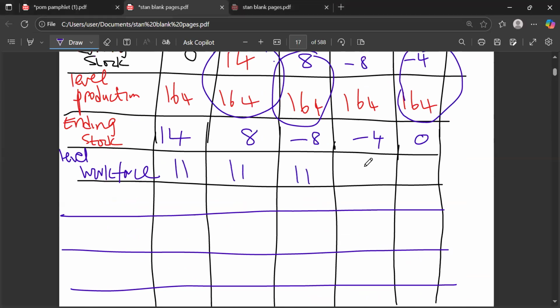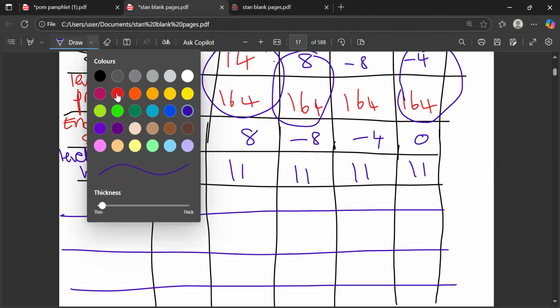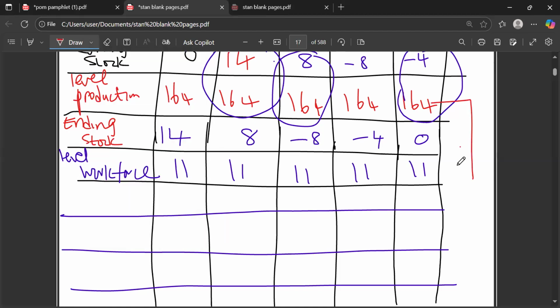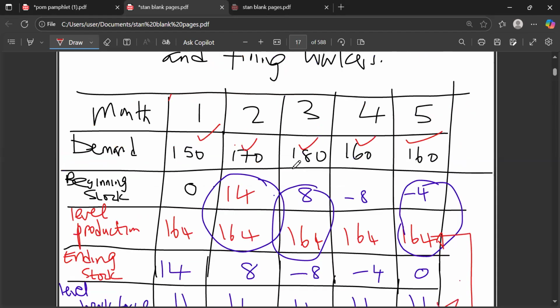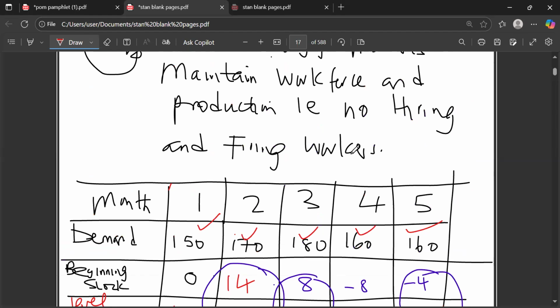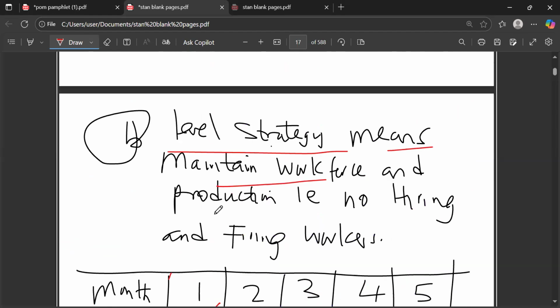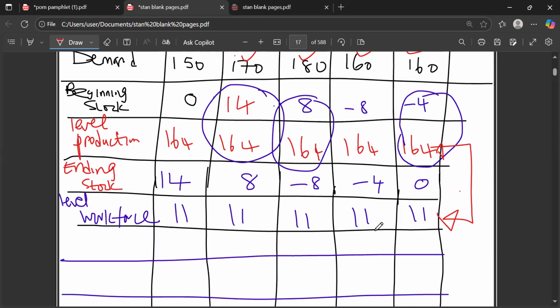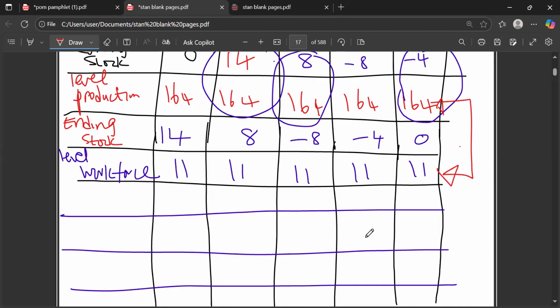So what are we saying? We have constant production and constant workforce. So these are constant production and constant workforce. That is what it means by pure level strategy. Maintain workforce and production, no hiring and firing. Is that okay? Yes. So what are we going to do?